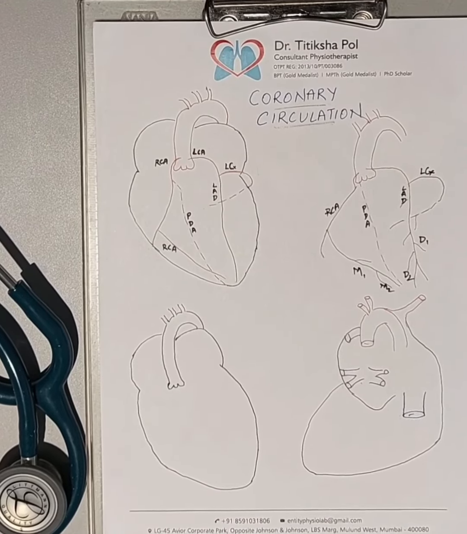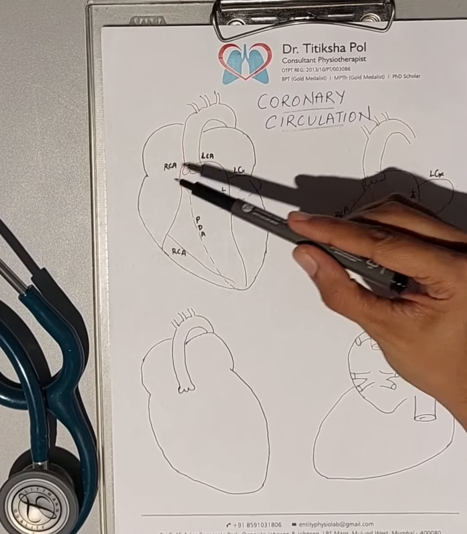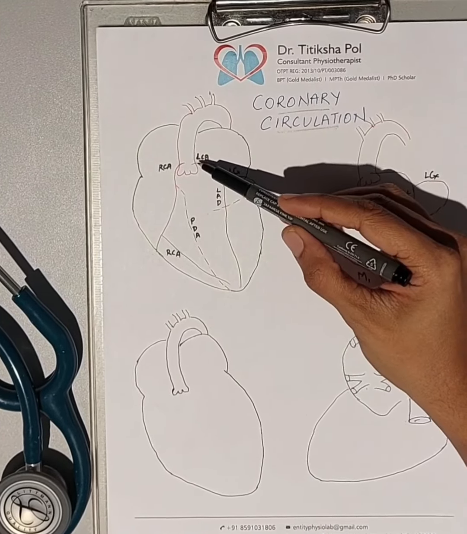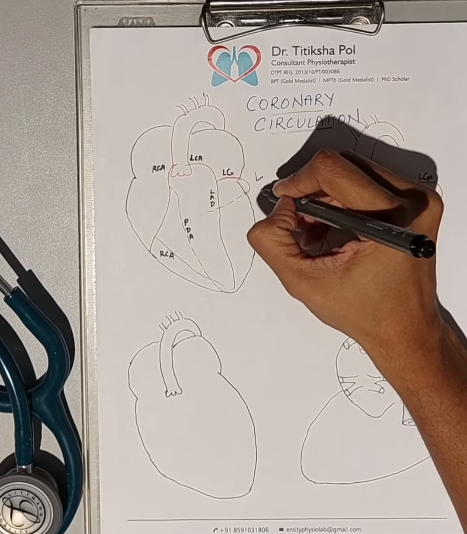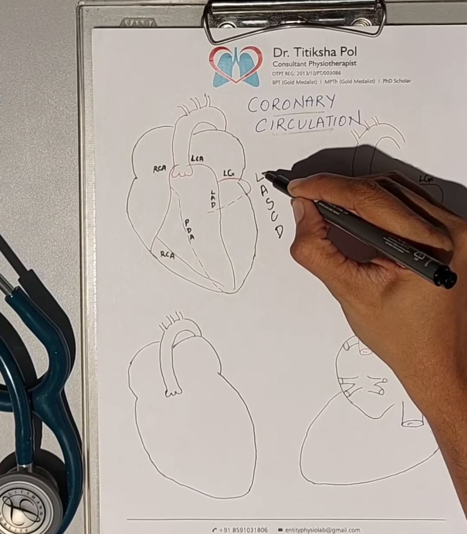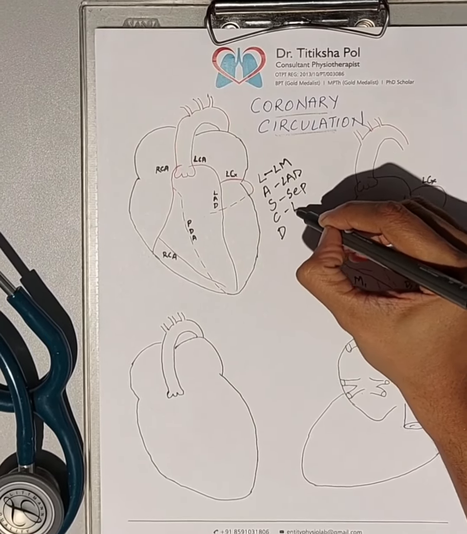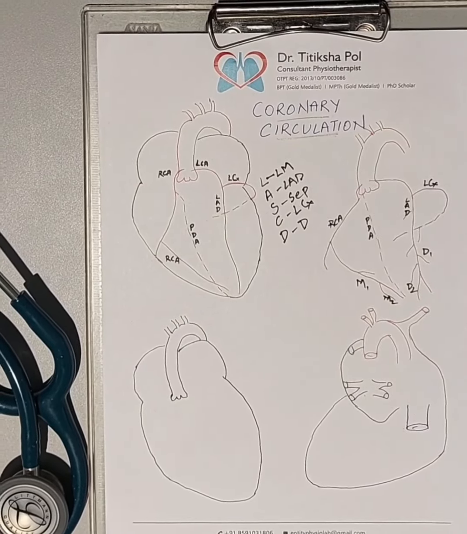Let's learn about coronary circulation. The left coronary artery arises from the left ostia from the aorta, right coronary from the right ostia. So the left circulation is LASCD. L stands for the left main, A is the left anterior descending, S is the septal branches, C is the left circumflex, and D are the diagonals.